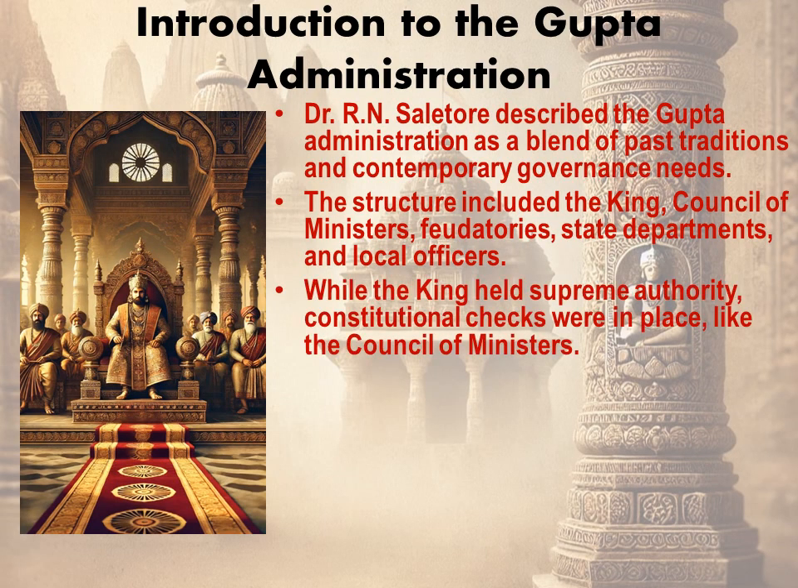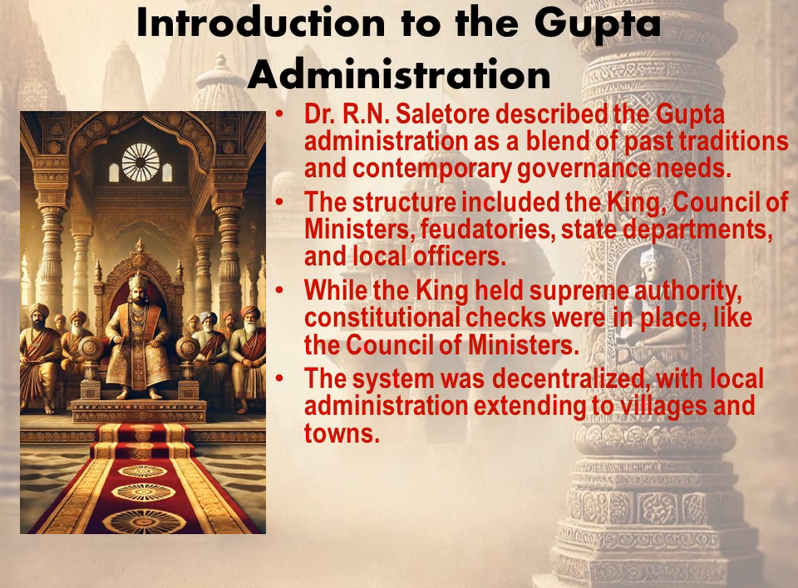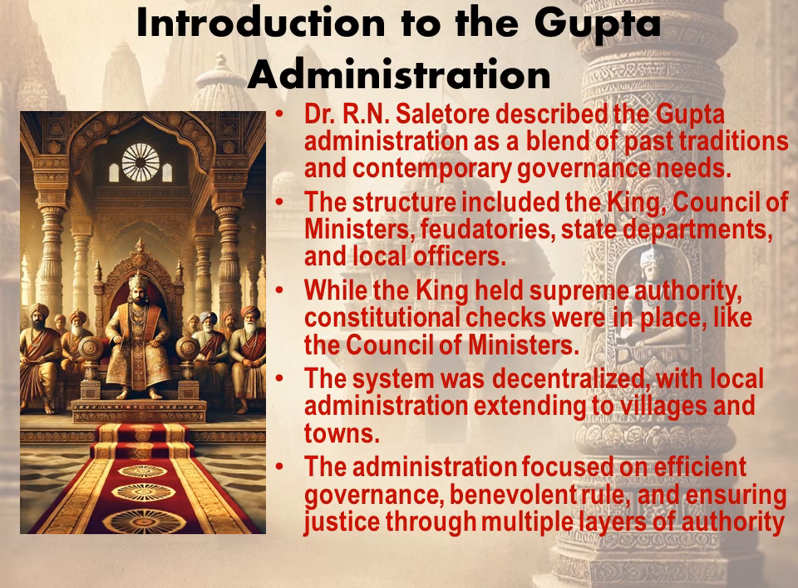While the king held the supreme authority, constitutional checks were in place, like the Council of Ministers. The system was decentralized, with local administration extending to villages and towns. The administration focused on efficient governance, benevolent rule, and ensuring justice through multiple layers of authority.